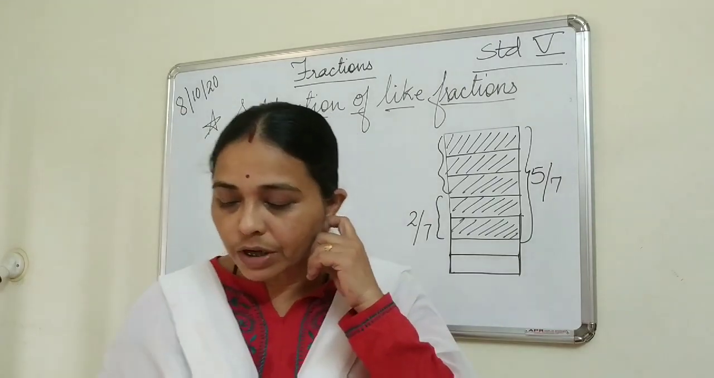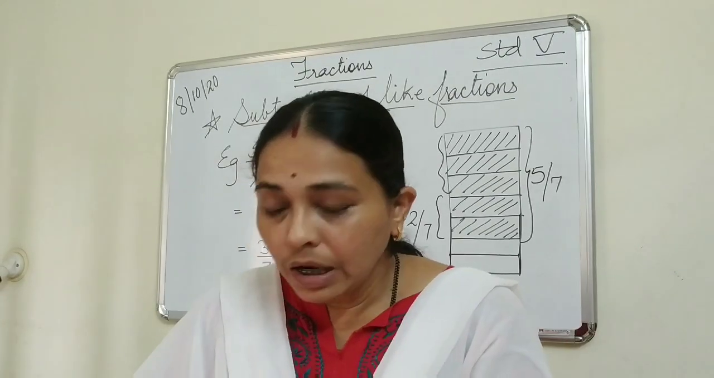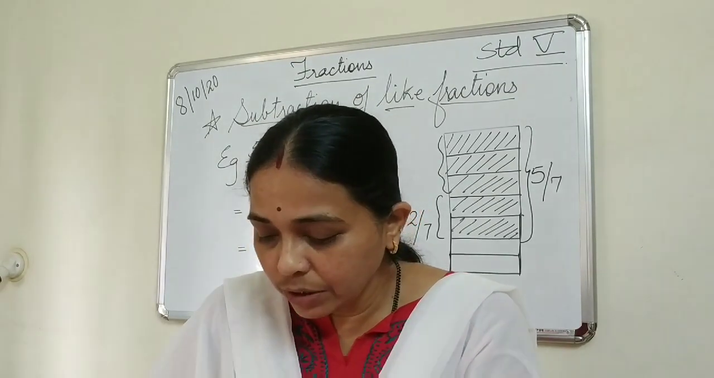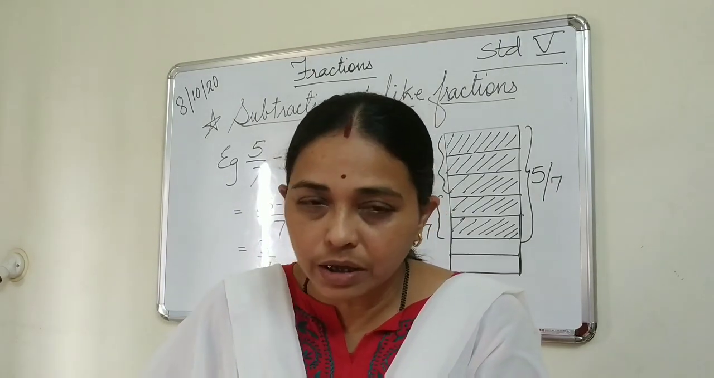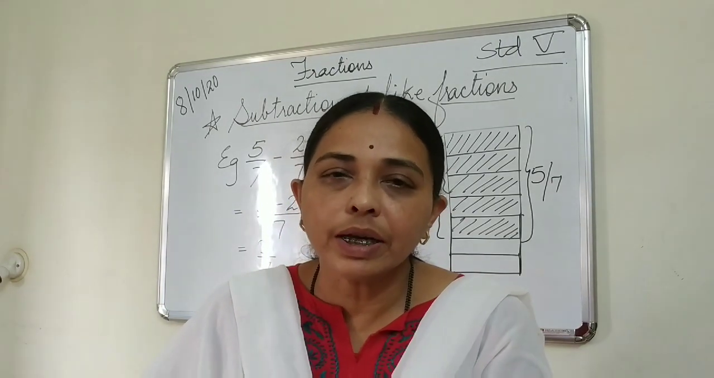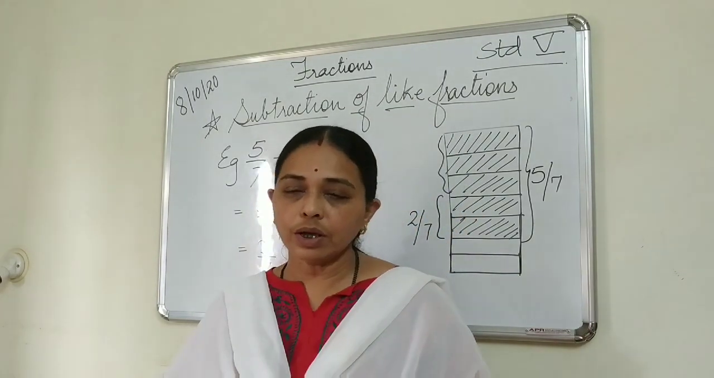Okay, so this way you have to do the subtraction of like terms from problem set 21. Please solve this subtraction. Only minus you have to do, that is subtracting the numerators and keeping the denominator common. Okay.